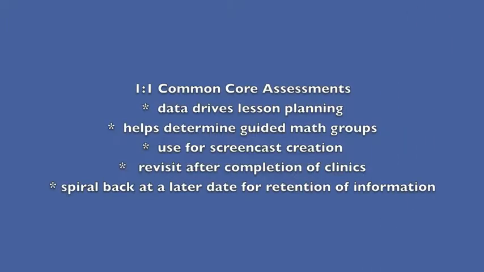We find the one-to-one Common Core assessments to be beneficial for our co-taught classroom. The data drives our lesson planning. When we're lesson planning, we'll take a look at the data, find out where the strengths and weaknesses are, and determine how we're going to plan. We also use this to help us determine our guided math groups. Small group instruction will be driven by this data.